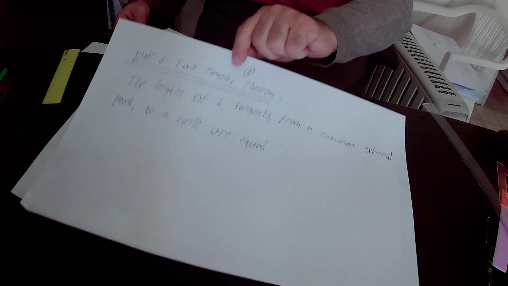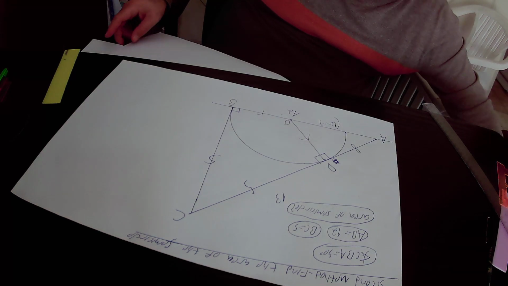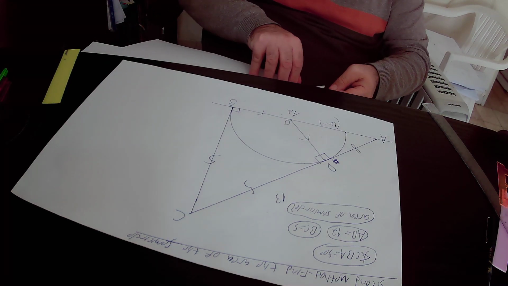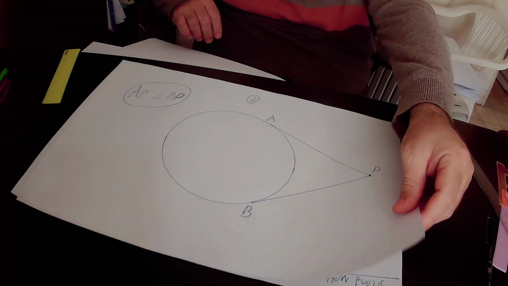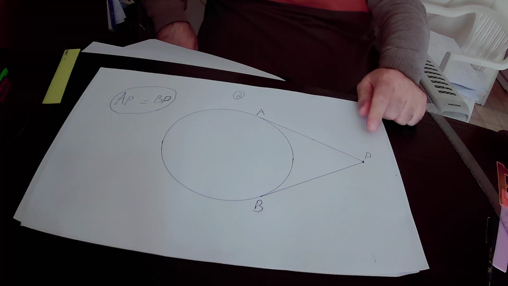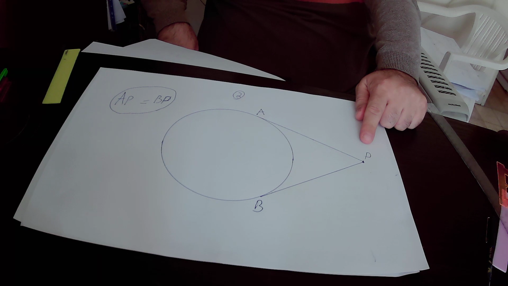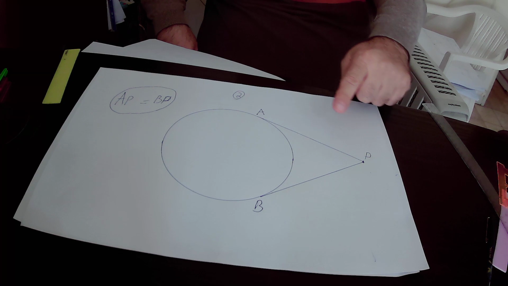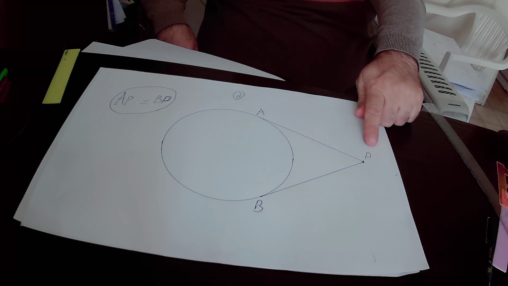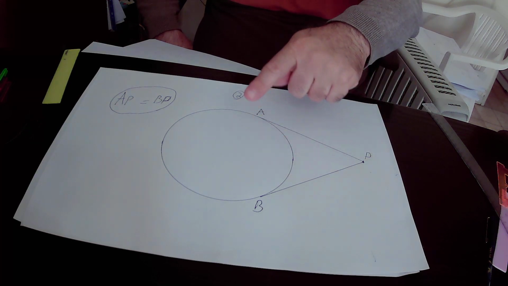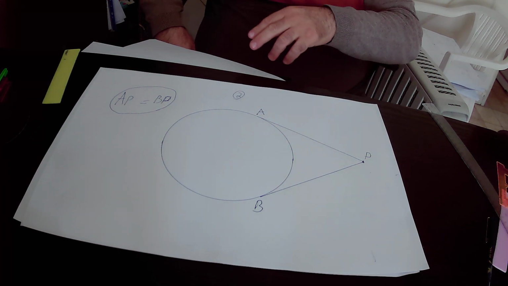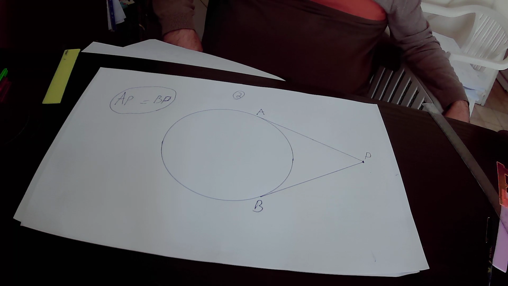So what is the meaning of rule number 2? The meaning of rule number 2 is that if we have this circle and we have point P that is a common external point, and we draw two tangents to this circle from point P, the first tangent is PA, the second tangent is PB, and according to rule number 2, the lengths of two tangents from a common external point to a circle are equal.